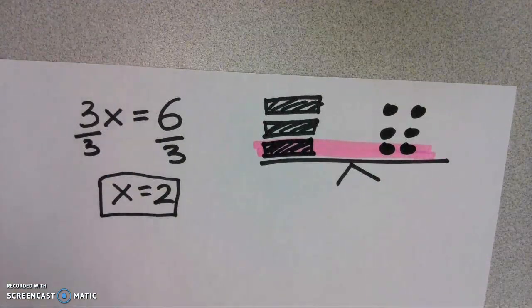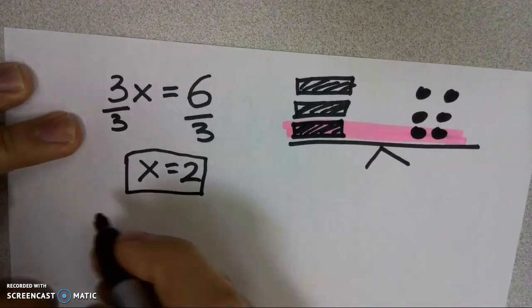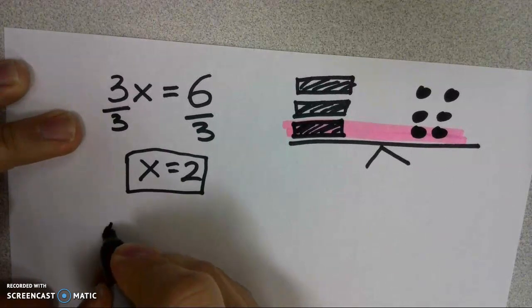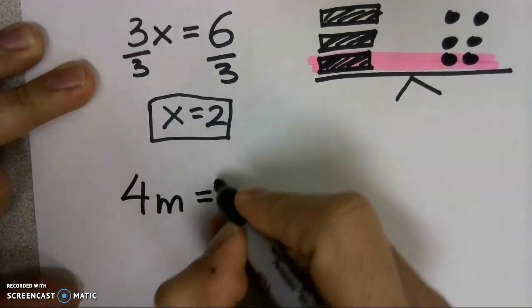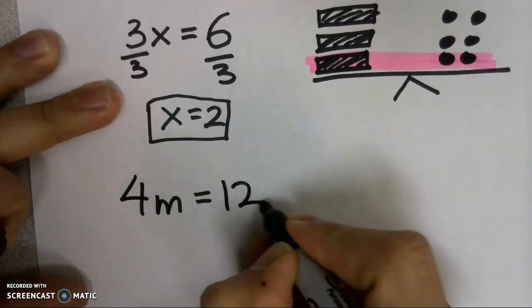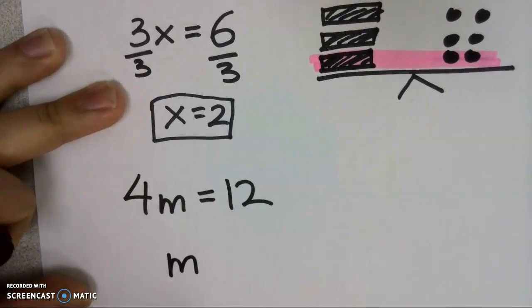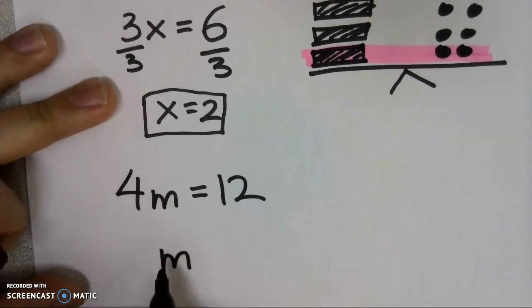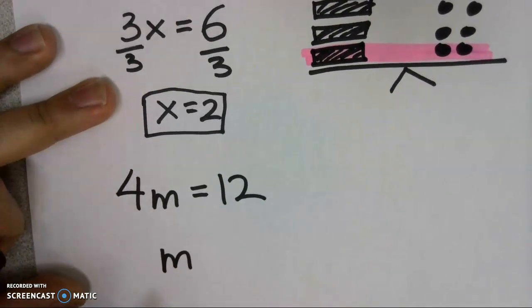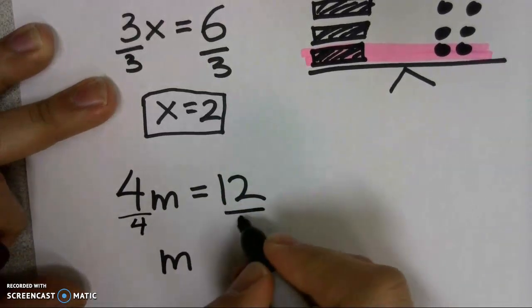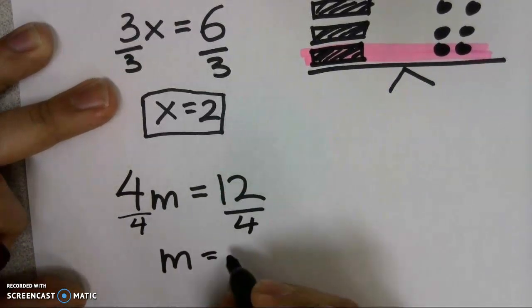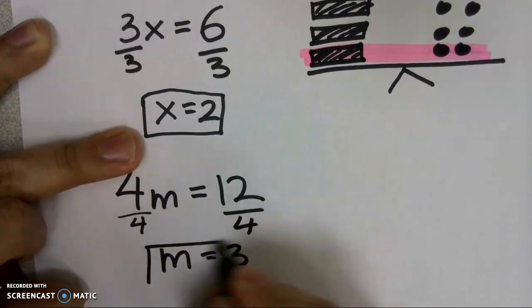So we'll try one more over here. If I say 4m equals 12, how do you find m? Again, we are multiplying, so the opposite is division. So we have to divide by 4 on both sides. So 12 divided by 4 gets me 3.